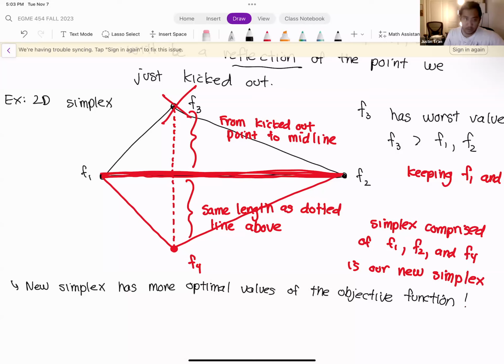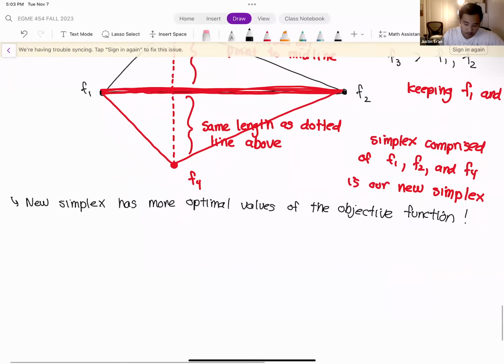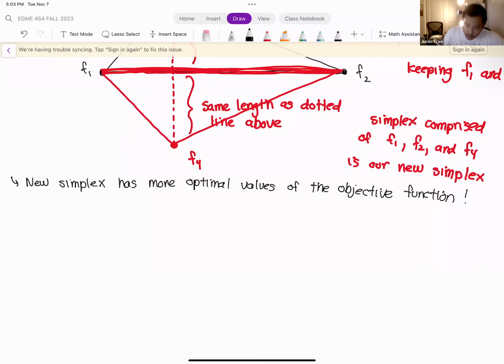Okay. So that's kind of a nice geometric interpretation. Unfortunately, you can't program geometry, and so we need to have a mathematical expression for this. Thankfully, the mathematical expression is quite simple. XR here is going to be the coordinates of the new reflected point. So that would be the coordinates of F4 in the previous drawing.